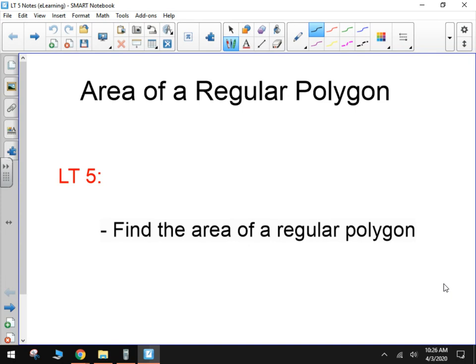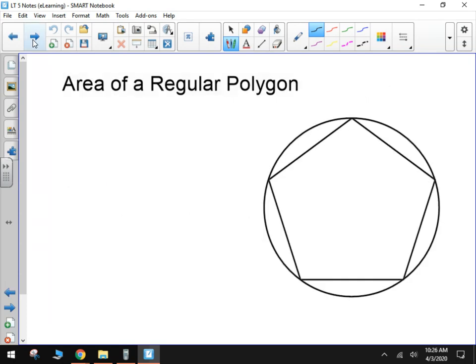So our learning target 5 is I can find the area of a regular polygon. Before we dive into what the formula is and how to find it, we need to know some pieces of information. So the first one is we're going to use the letter A to represent the apothem. The apothem is a segment from the center to the side, and it's perpendicular.